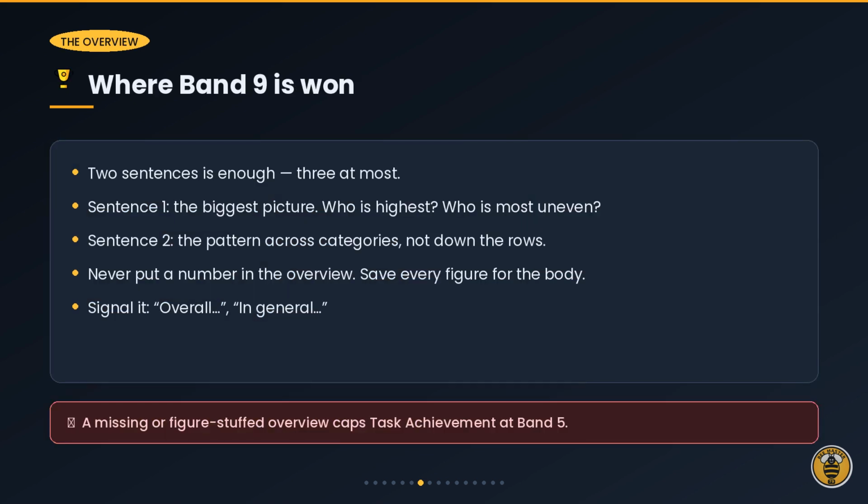The overview is where band 9 is won or lost. 2 sentences is enough. Sentence 1, the biggest picture. Who is highest and who is most uneven? Sentence 2, the pattern across categories, not down the rows. And never put a number in the overview. Save every figure for the body paragraphs.